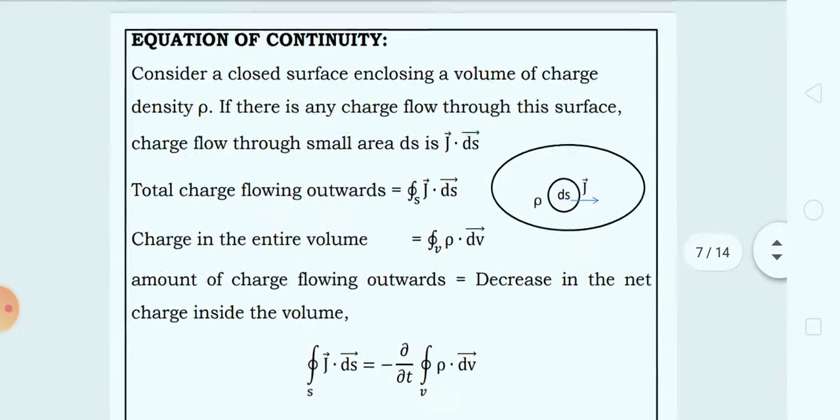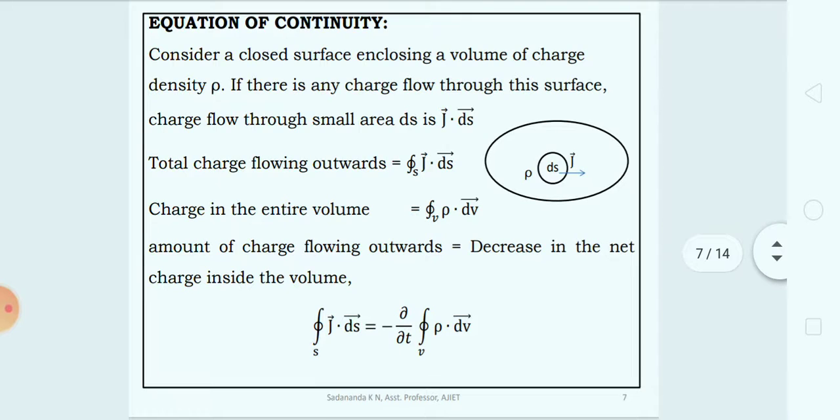Next concept is the continuity equation. Consider a closed surface enclosing a volume of charge density rho, and a closed surface consisting of elemental small surfaces of area ds. So surface S has elemental surfaces each of area ds, and the algebraic sum of this ds, that means the elemental surfaces, gives rise to the total surface area.